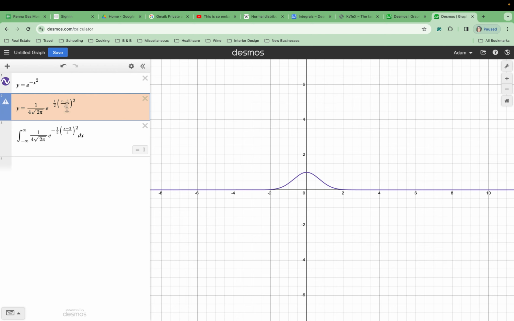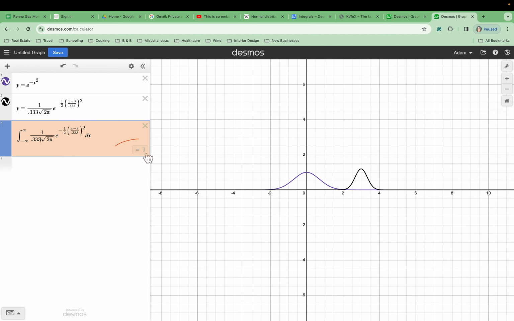Well, what if I did 0.333 and 0.333? Okay. Well, now all of a sudden I have a normal distribution, and let's see what happens if I match them. 0.333, well, that's too small, isn't it? What if I do 0.333? The area under the curve is exactly 1, which is what we need to see at all times.